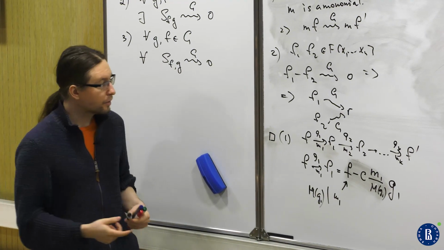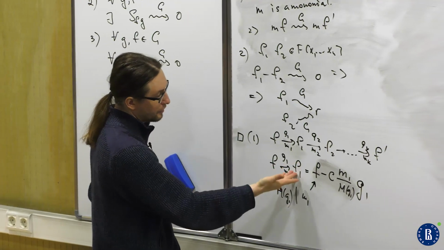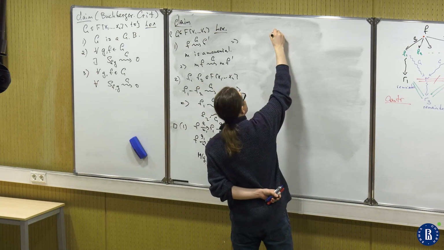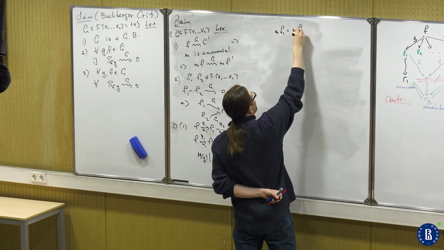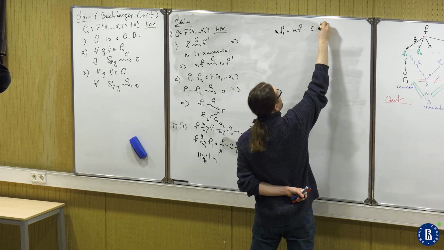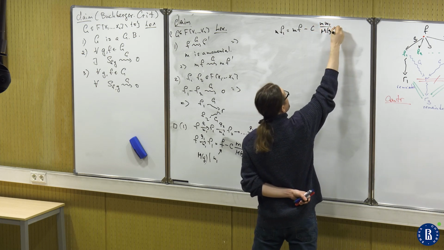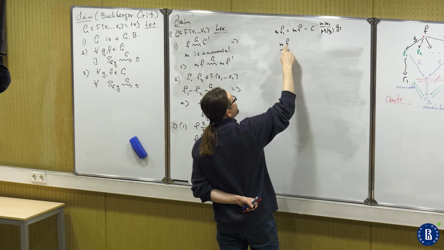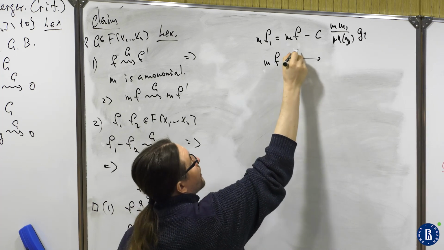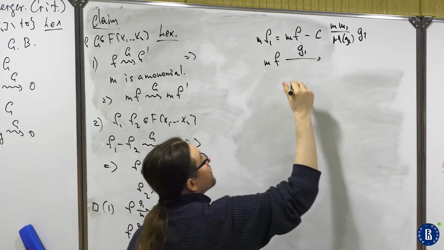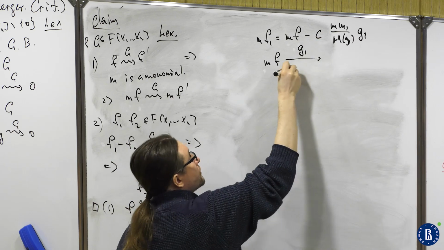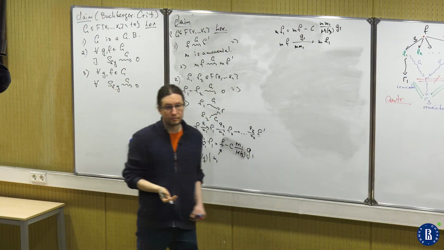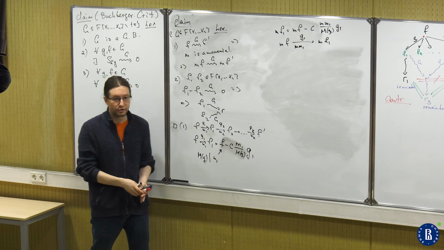Okay? But now, if we just multiply everything here by the monomial m, then we will get what? We will get mf1 equals mf minus c m1 over mg1 g1. But this simply means that we just reduced mf by the polynomial g1. The monomial that was reduced is m times m1, and the result is mf1. This is just by definition of the reduction.